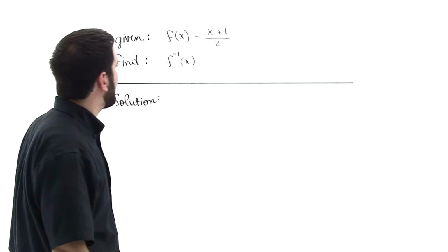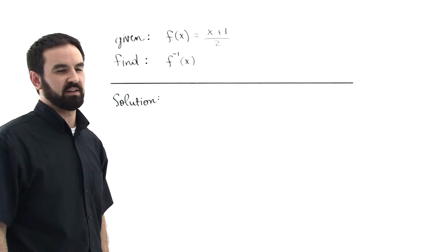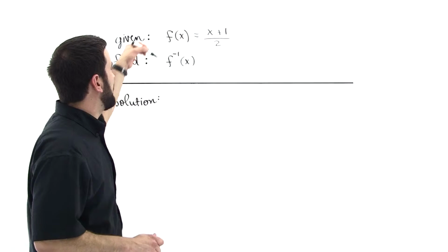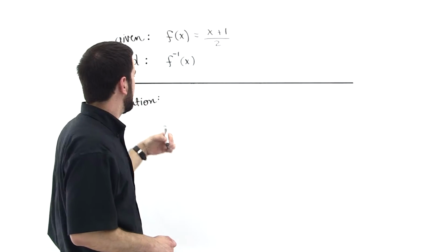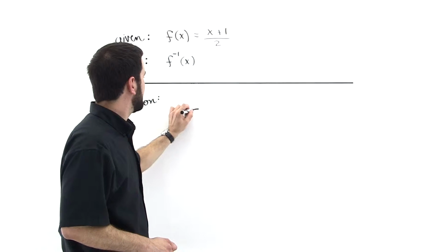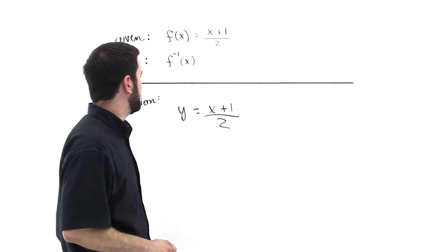We're given that f of x is equal to (x plus 1) divided by 2. We're asked to find f inverse of x. So the first thing to do is to rewrite the function, but instead of f of x, I'm just going to call it y. So y is equal to (x plus 1) divided by 2.